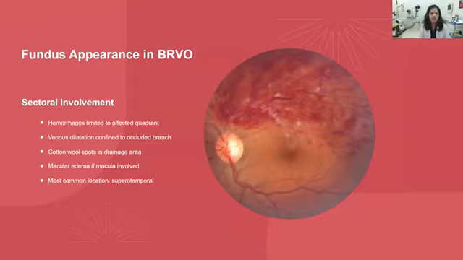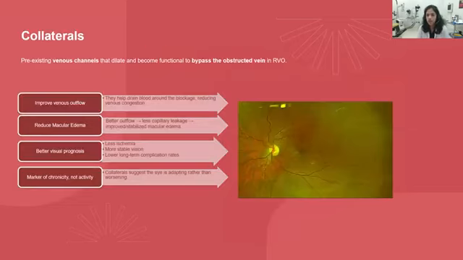Coming to collaterals, we often see these pre-existing venous channels that dilate and become functional to bypass the obstructed vein in RVO. So you can see in this picture, in this supratemporal area, you can see sclerosed vessels, and you can also see these loopy vessels connecting these veins to these sclerosed vessels.